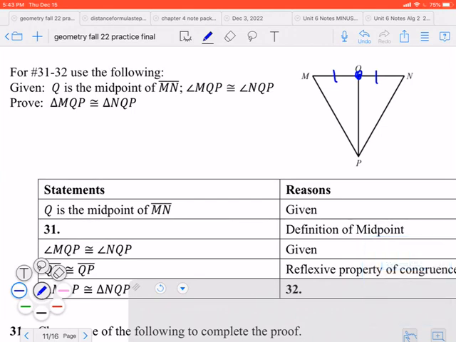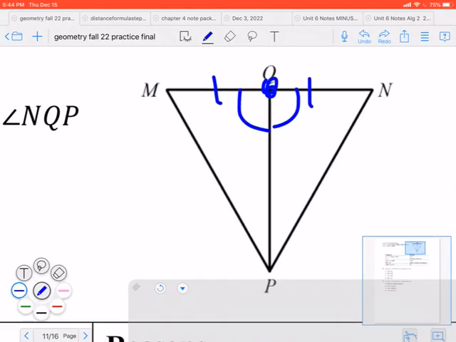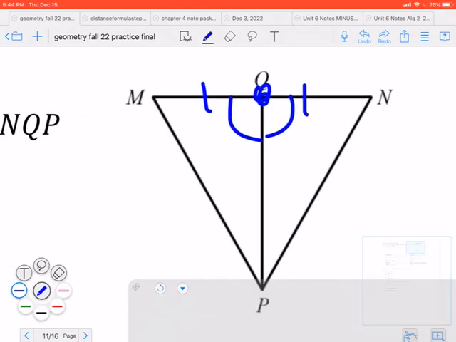Angle MQP is congruent to NQP. All right? And we're supposed to prove that triangle MQP is congruent to NQP. So triangle on the left congruent to triangle on the right. So without even looking what the proof says or anything, I'm thinking about how can we say that they're congruent. We've got a side, we've got an angle.